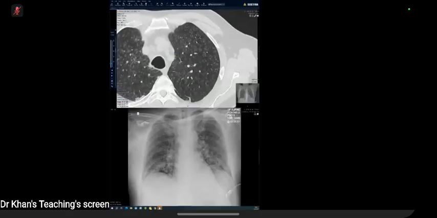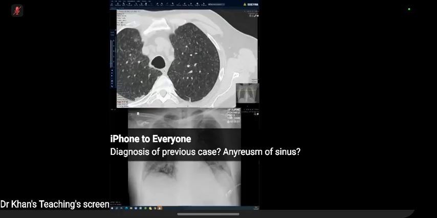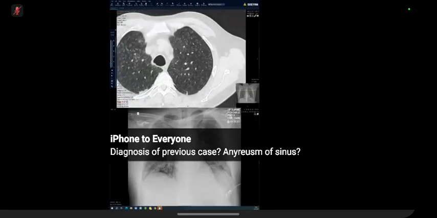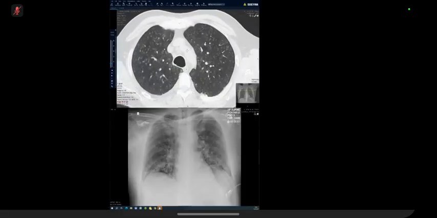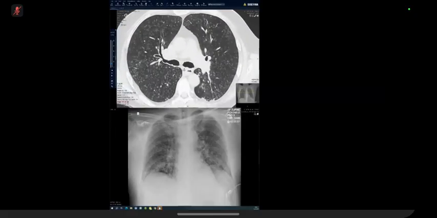Okay, yes, there are some tree-in-bud opacities and centrilobular also. So in an immunocompromised patient, this supports my diagnosis of Mycobacterium tuberculosis.